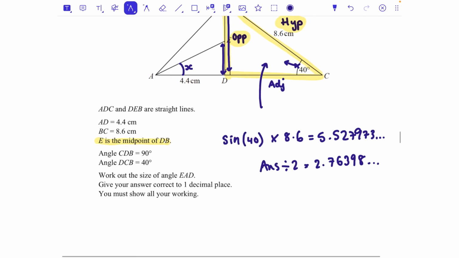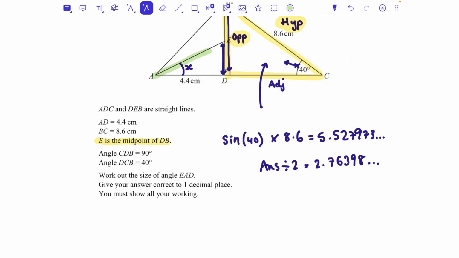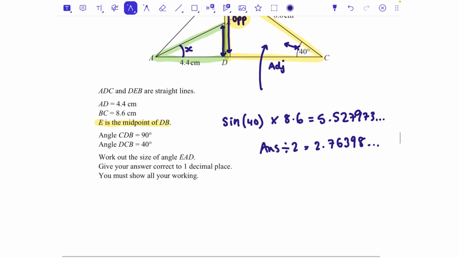I'm then just going to redraw this triangle here. So let me just change colours. Let's make it green. I'm going to take this triangle and I'm going to redraw it just down below here so you can see it a little bit clearer. So the green triangle there, let's redraw it. And we know that it is 4.4.